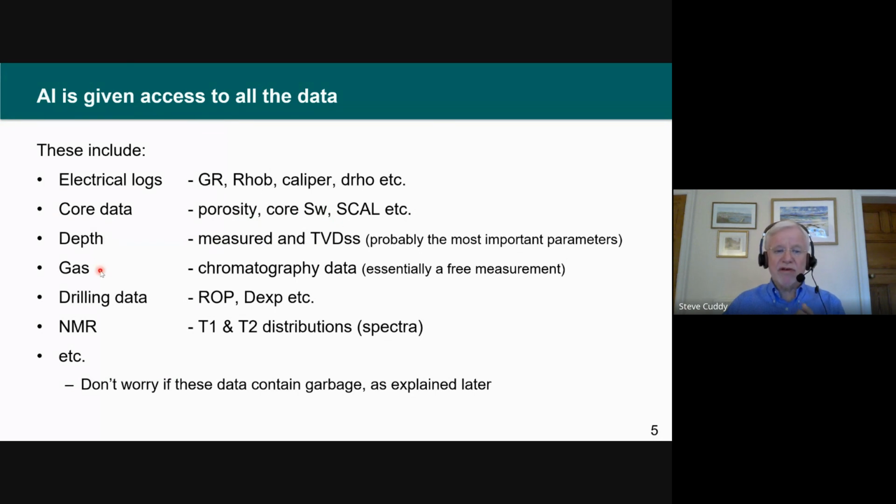You can also give it the gas chromatography data. This is essentially a free measurement, as it's acquired in every well for health and safety reasons. You can give it lots of data, as I will show you. But you don't have to worry if there are gaps in the data, and you don't have to worry if the data contains rubbish or garbage, as I will explain later. AI can deal with that.